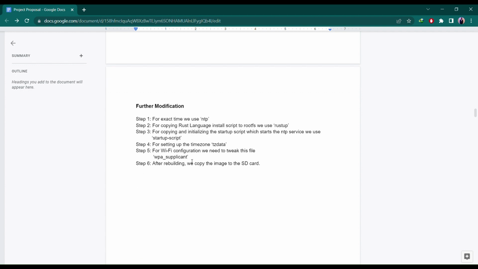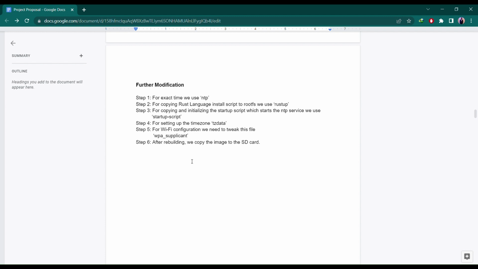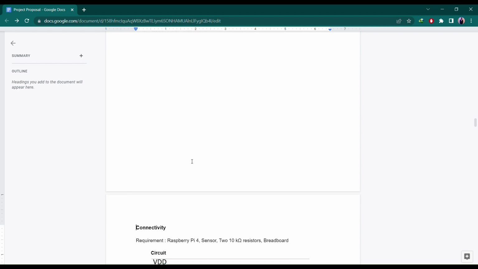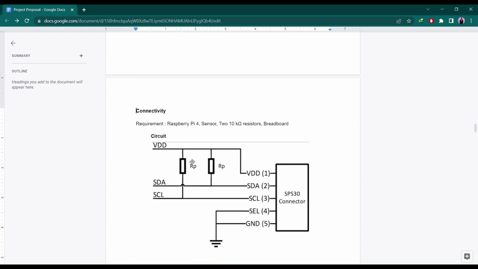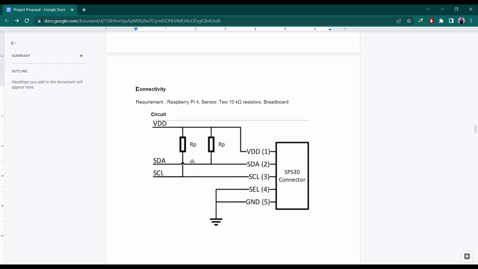Now I will explain the connections established in our proposal. First, we need a Pi, an SPS30 sensor, two 10 kilo ohm resistors, and a breadboard. We have connected the VDD of the SPS30 sensor to the 5-volt power of the Pi, SDA to GPIO2 and SCL to GPIO3, and SEL and GND of our SPS30 are connected to the grounds of the Raspberry Pi.